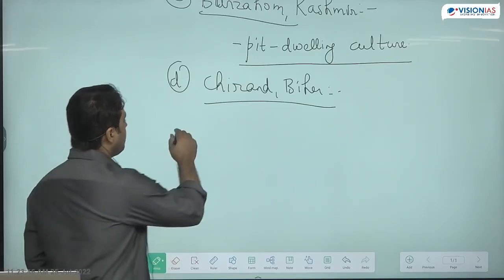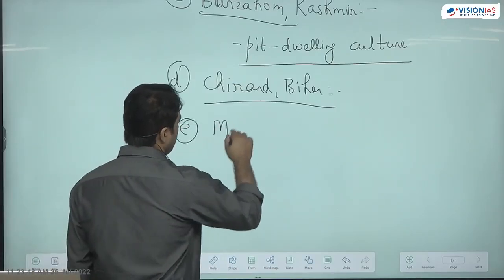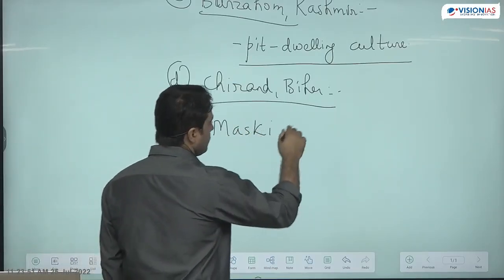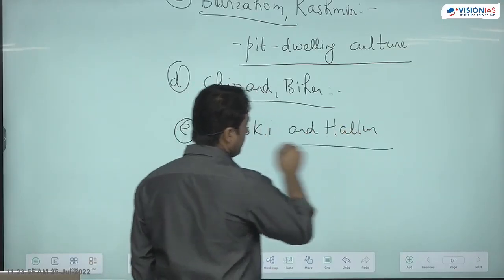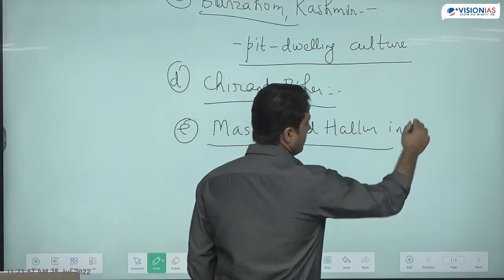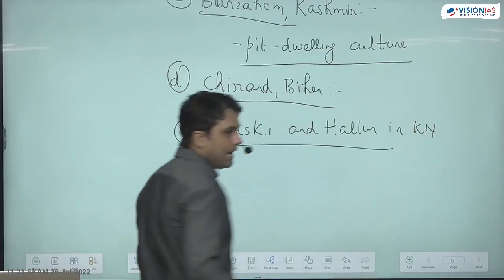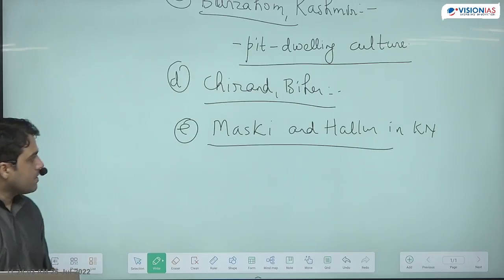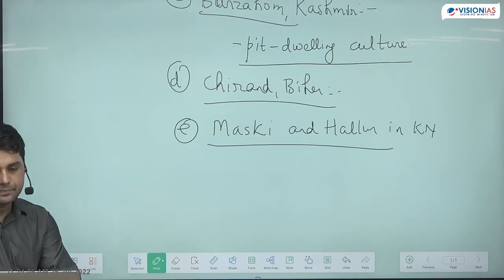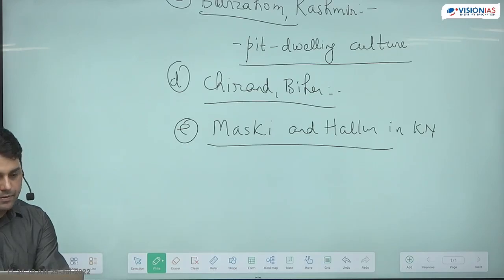Then Maski and Hallur in Karnataka, they are also important sites. These sites are very famous for animal rearing on a much larger scale. Maski and Hallur in Karnataka, famous for animal rearing.